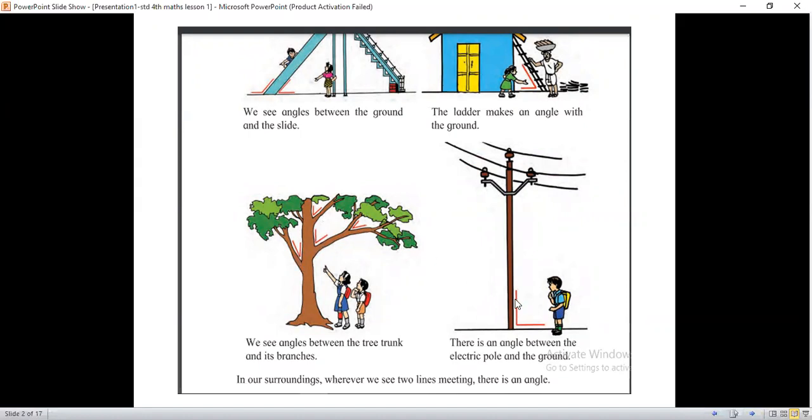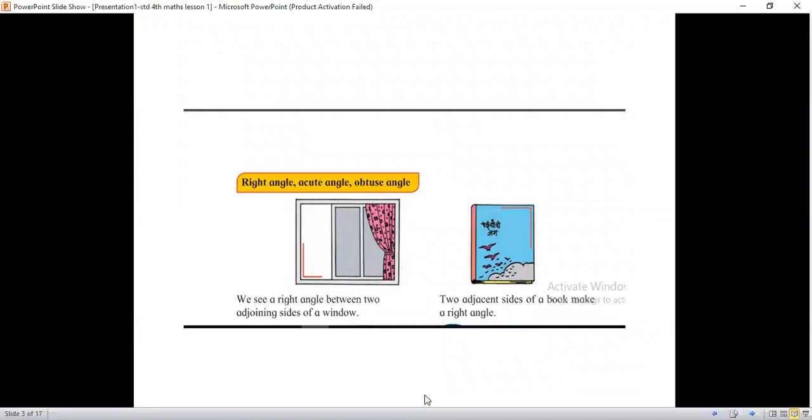So angles have two sides and one vertex. This is the corner. So when two lines join together, it is called an angle. Two lines meeting is called an angle. See here, this is one angle, this is also one angle. So all these are called angles.